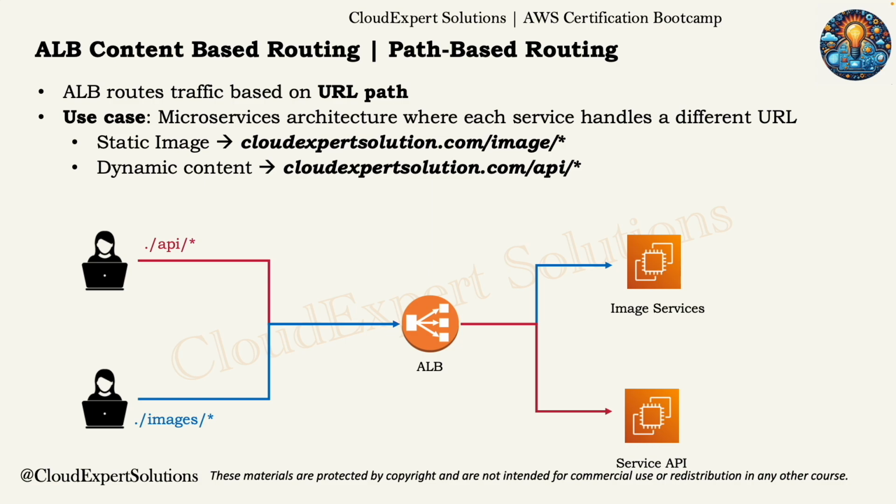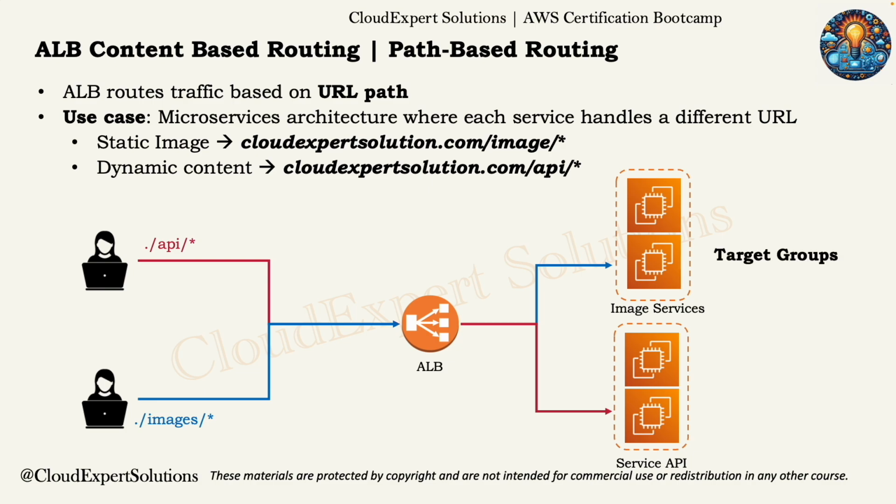for the service APIs. Instead of serving the content from one EC2 instance, you can have multiple servers serving the content, and you can have auto scaling group to automatically scale out or scale in based on the request. These groups of backends is called target groups. For image services, it's called image services target group, and the target group which is serving the backend API services, it's called API service target group.